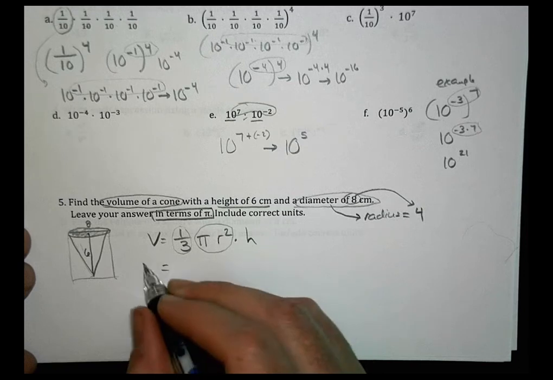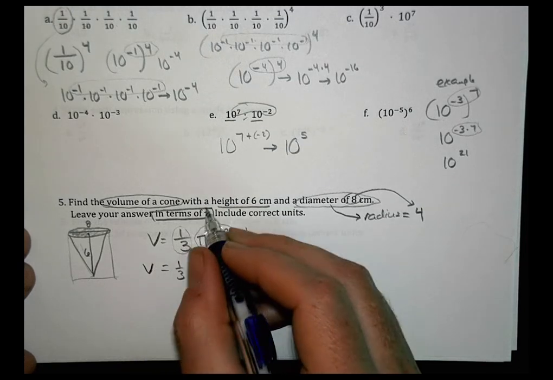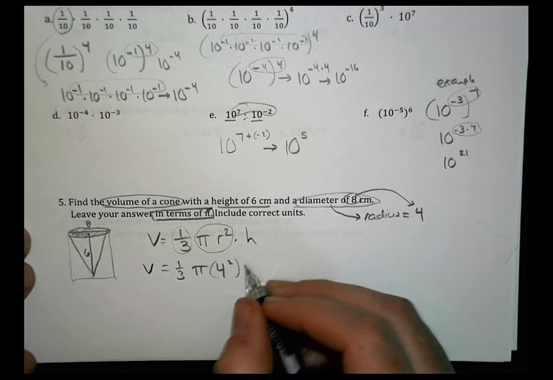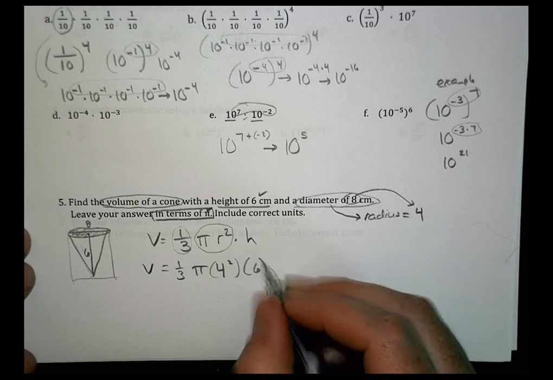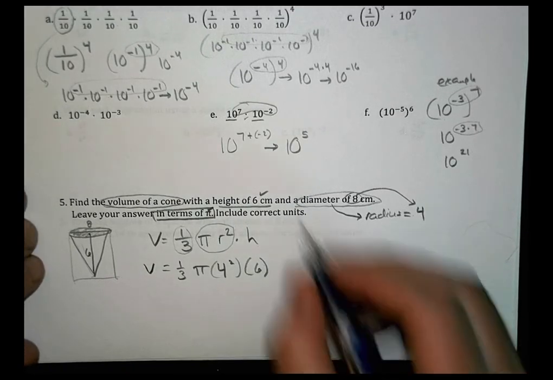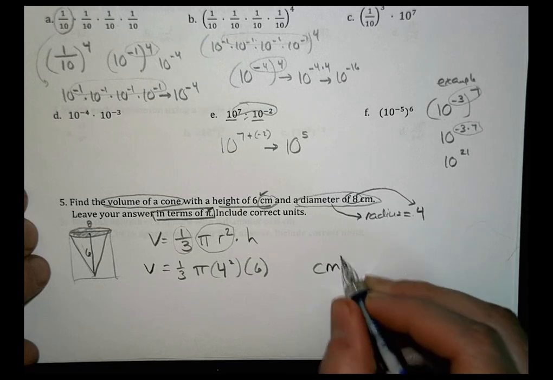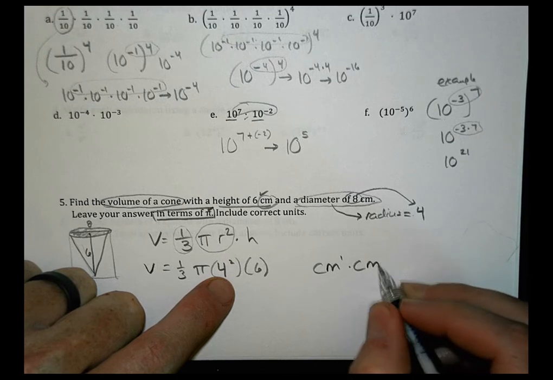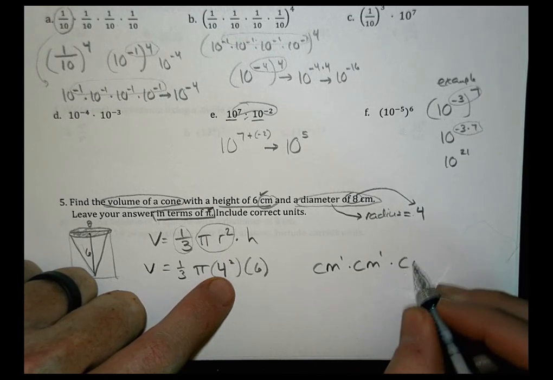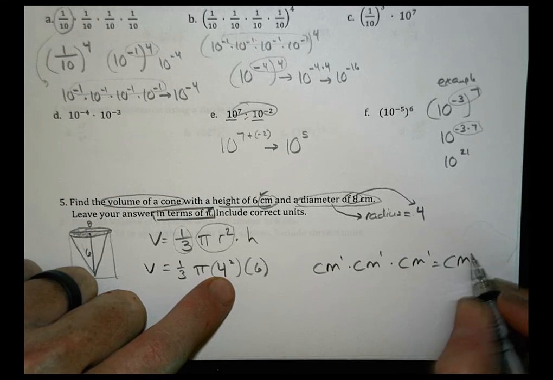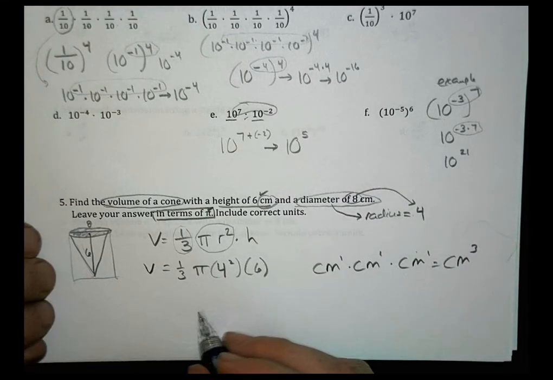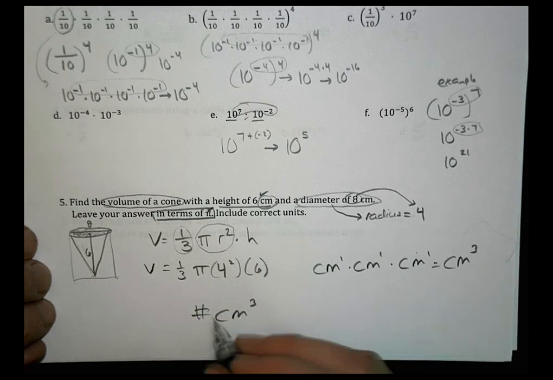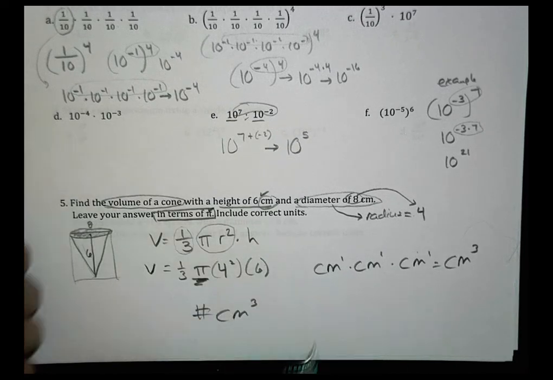So we keep it, volume equals 1/3. The pi is going to stay a pi this time. Radius we said is 4, so we'll do 4 squared. And our height is 6. So here you have all the numbers all put together. We are dealing with centimeters again, so it's centimeter to the first for this one here. And it's squaring the radius, so centimeter times centimeter, times the centimeter height, all becomes centimeter 1, 2, 3 cubed. So your answer is going to be some number in centimeters cubed. I'm going to let you solve that, and you'll keep it in terms of pi. So keep the pi there, don't worry about changing it.